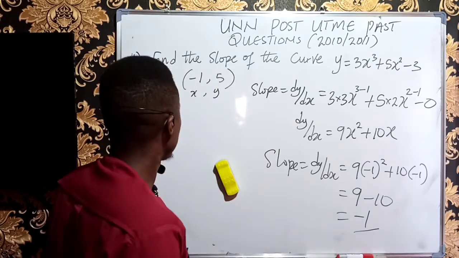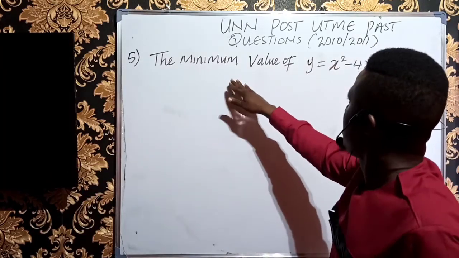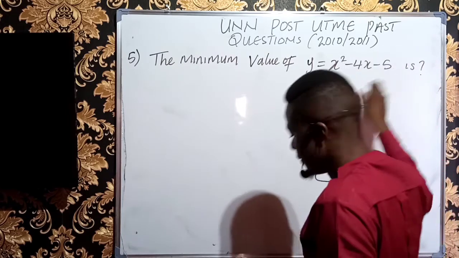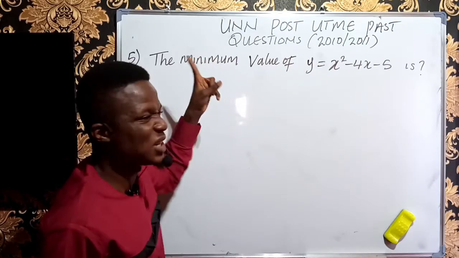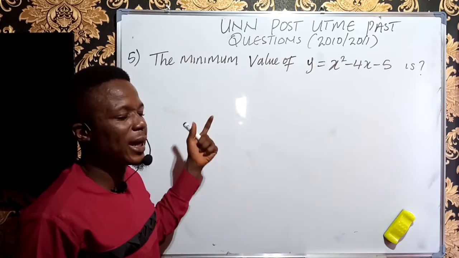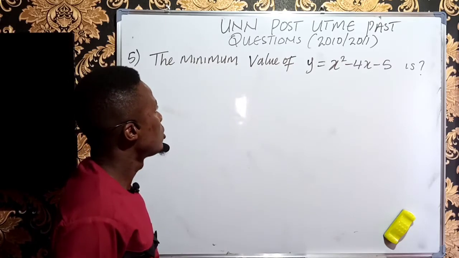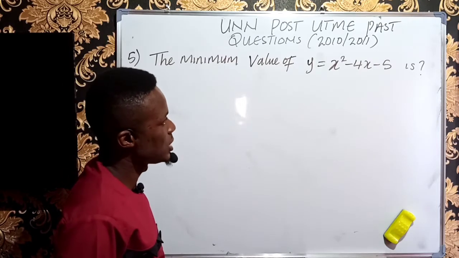Let us take the fifth question. The minimum value of y equals x squared minus 4x minus 5 is... funny enough, this question has already come out in Unizik post UTME, which came out around 2017, 2018. So exactly the same question. So in this question, we are asked to get the minimum value of y equals this.